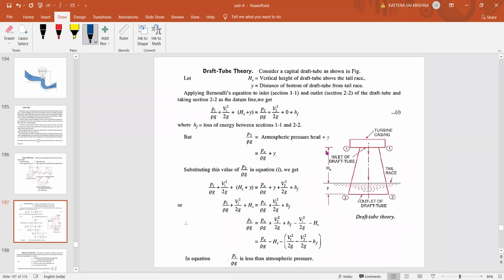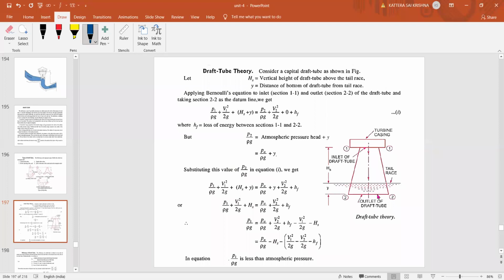HS we are considering, right? So what you can see, they are considering a conical draft tube with HS as the vertical height of the draft tube above the tail race. This is above the tail race, and Y is the distance of the bottom part of the draft tube in the tail race, from the bottom of the tail race, right? So if you are considering this inlet, this is the turbine from where the water comes in here. Inlet will be here, so I am taking it as section 1, and at the outlet I am taking it as section 2.